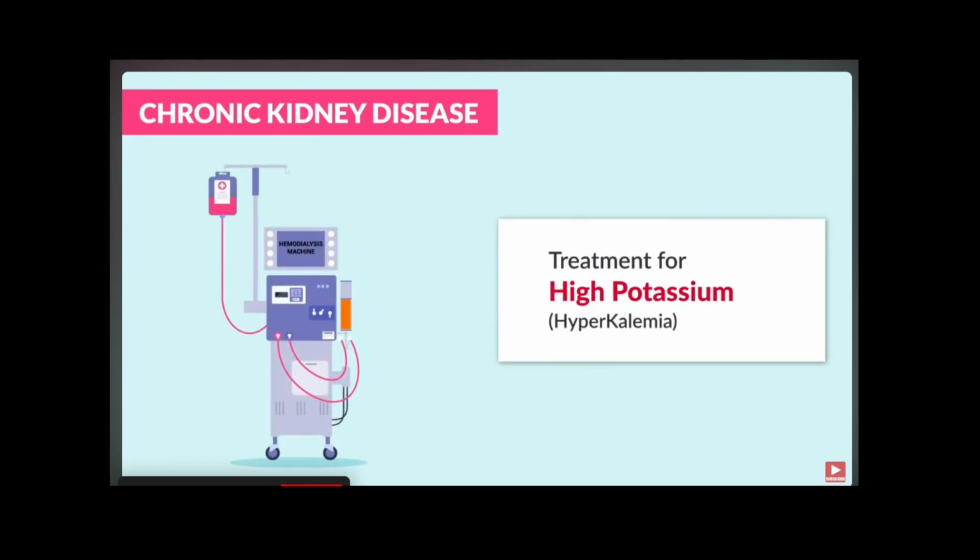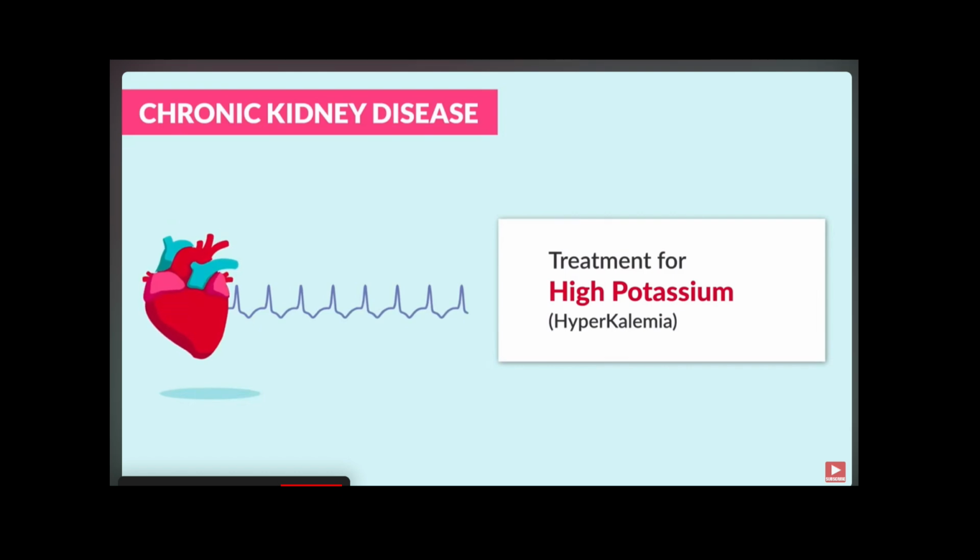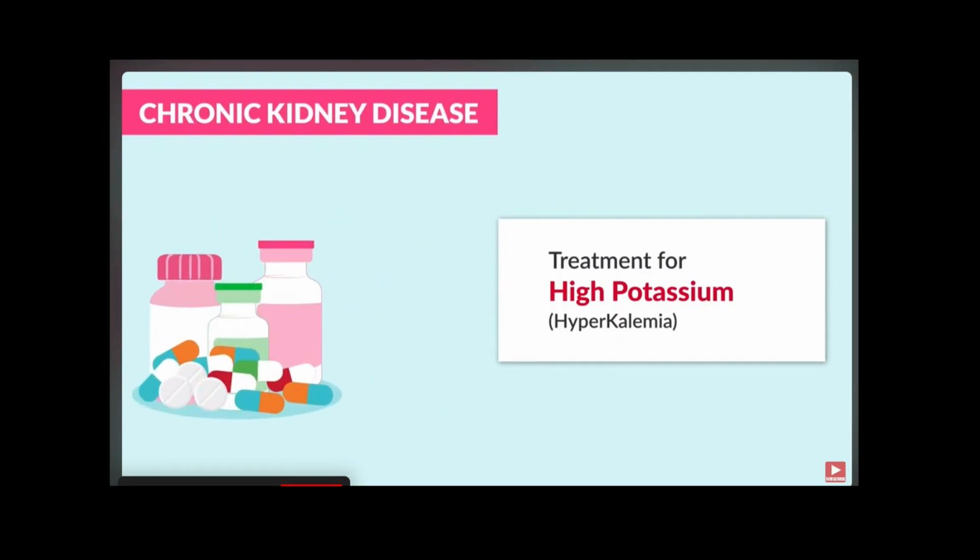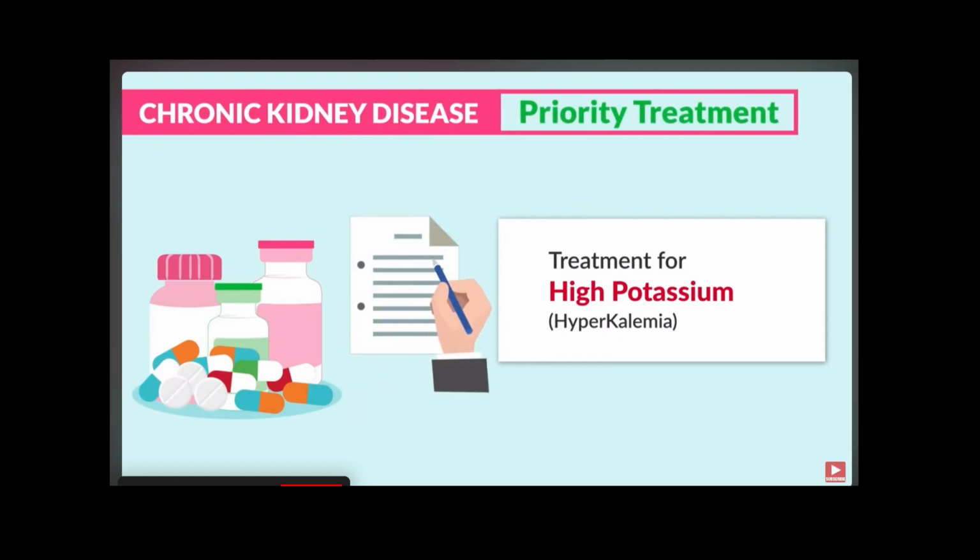Now, in terms of treatments, the long-term solution is to wash the blood with dialysis, but this can take some time to set up. So the immediate priority solution and treatment is to lower the potassium and protect the heart from deadly dysrhythmias. We do this with drugs in a very specific order. So write this down for priority treatment.